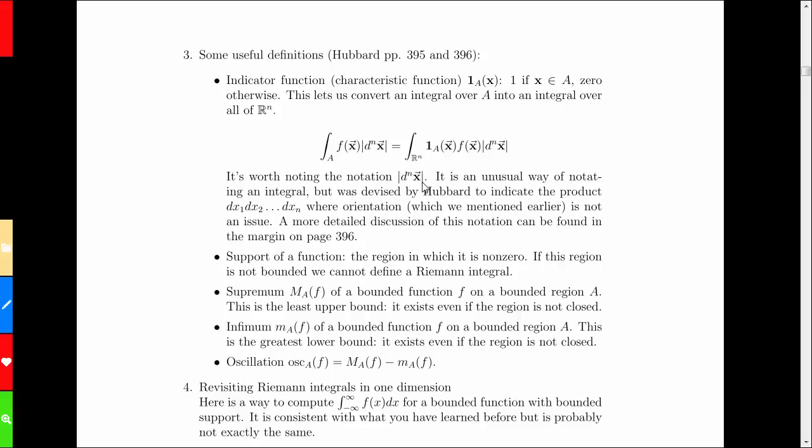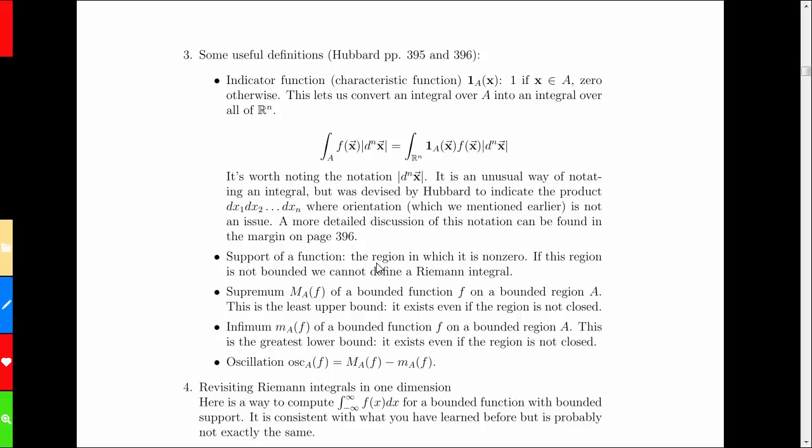Putting the dnx in absolute value bars is a bit of Hubbard notation. It's trying to make it crystal clear that the region we're integrating over is not oriented. I will try to write the absolute values whenever I do this. So should you, but there's no real harm in leaving it off. Most other textbooks do.